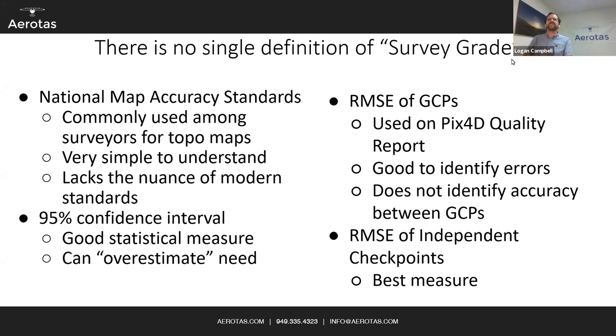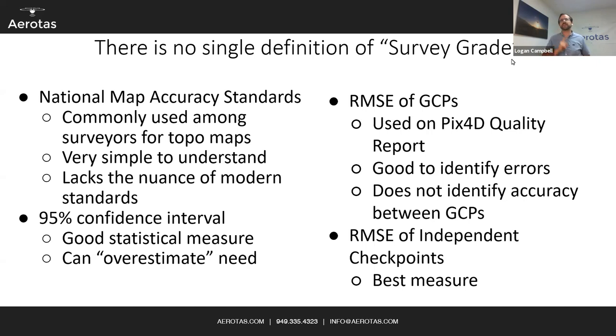In a way, it's measuring the point against itself. It's good for spotting major blunders or errors, but it doesn't actually identify the accuracy between your ground control points. Let's hypothetically say you have two ground control points that are 2,000 feet apart, and PIX4D or whatever software you use says that the accuracy is really good on that. Well, how good is the accuracy in between where you have no data? That you can't measure just by ground control points.